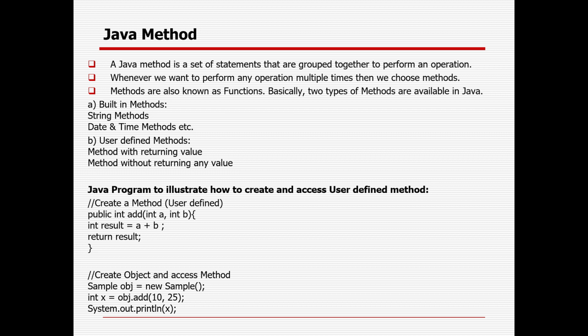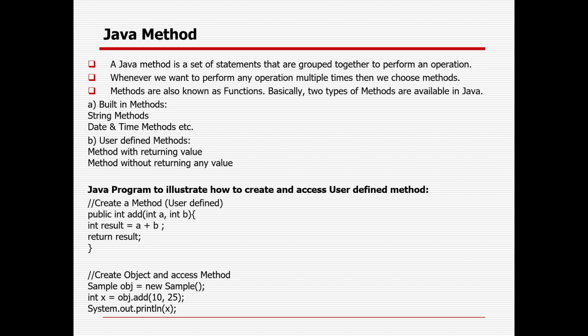A Java method is a set of statements that are grouped together to perform an operation. Whenever a user wants to perform an operation multiple times, they need to choose methods. Methods are also known as functions. Basically, there are two types of methods available in Java: one is built-in method and one is user-defined method.